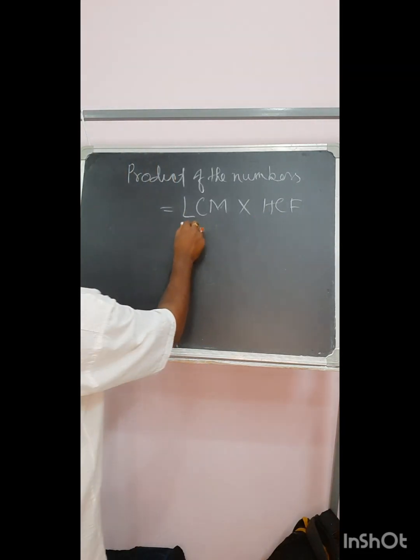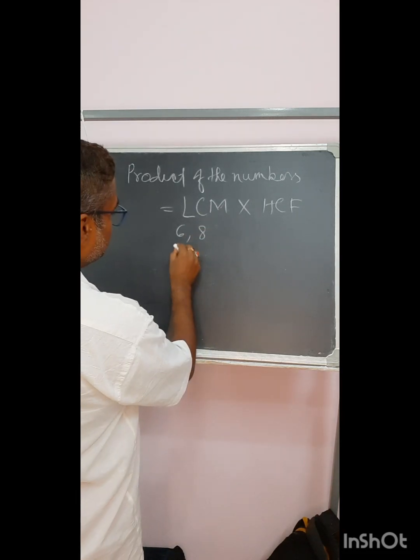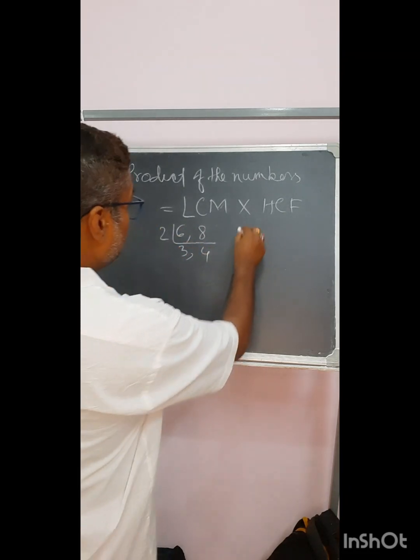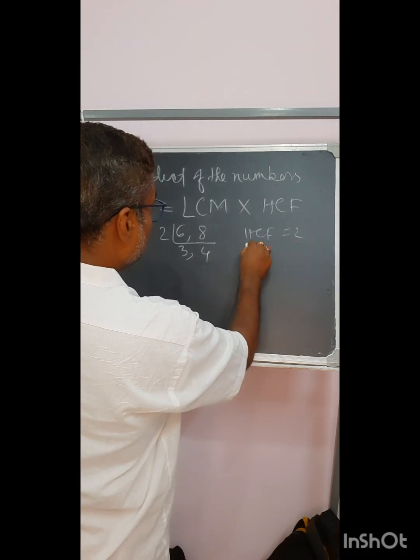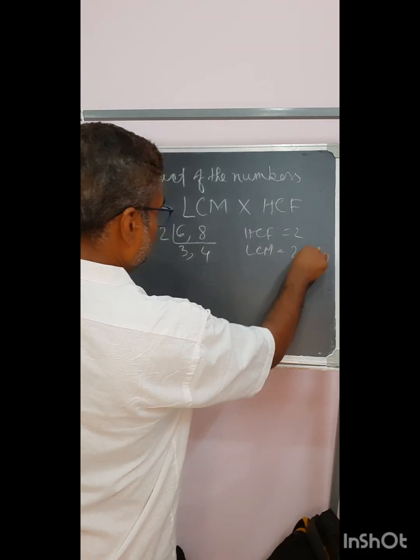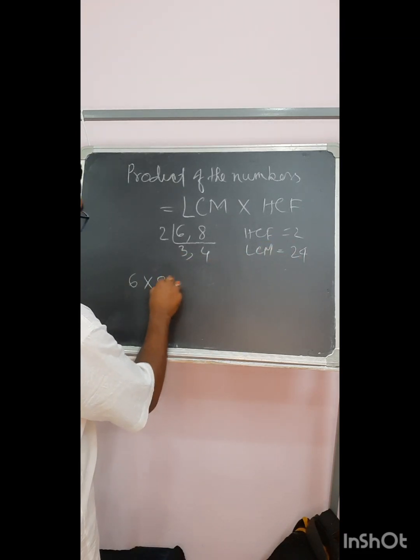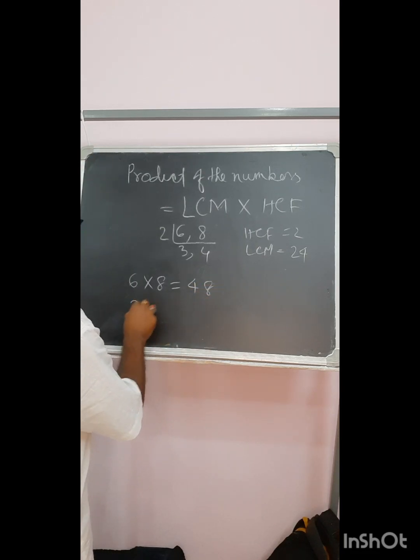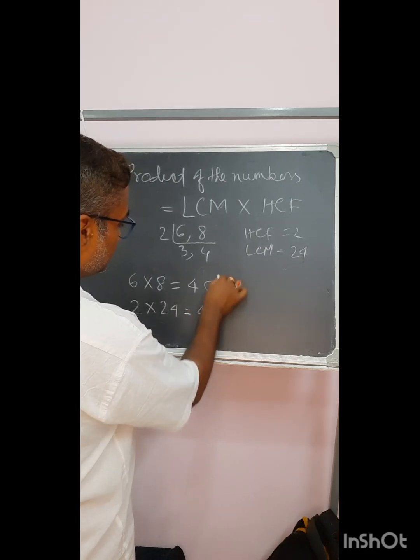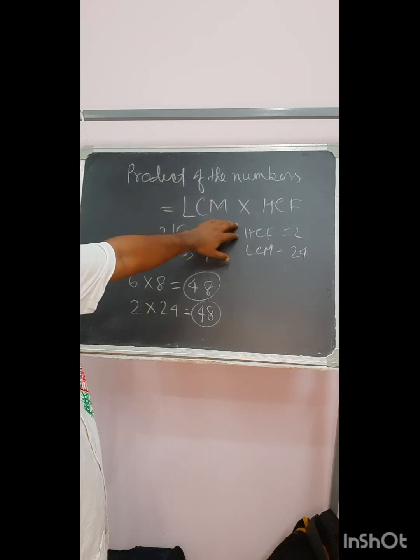Let me check with a small example. If 6 and 8 are given, the HCF is 2 and the LCM is 2 times 3 is 6, 6 times 4 is 24. So this will be your LCM. Now the product of the numbers is 48, and the product of HCF and LCM is also 48. So these numbers are equal, and this theory holds good for these numbers.